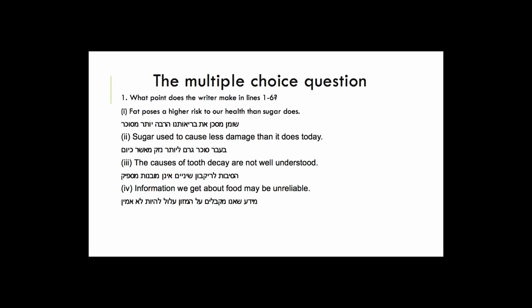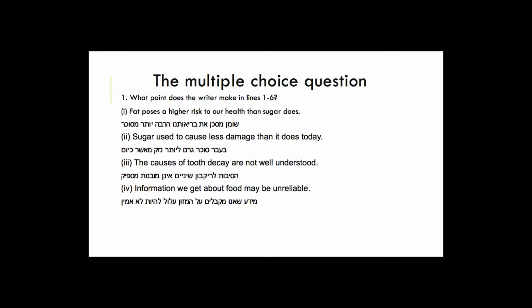First of all, notice that the right answer, option 4, is rephrased. It's actually a summary of the main idea. So the question goes like this. What point does the writer make in lines 1 to 6? Option 1. Fat poses a higher risk to our health than sugar does. שומן מסכן את בריאותנו הרבה יותר מסוכר. Option 2. Sugar used to cause less damage than it does today. בעבר, סוכר גרם ליותר נזק מאשר כיום.